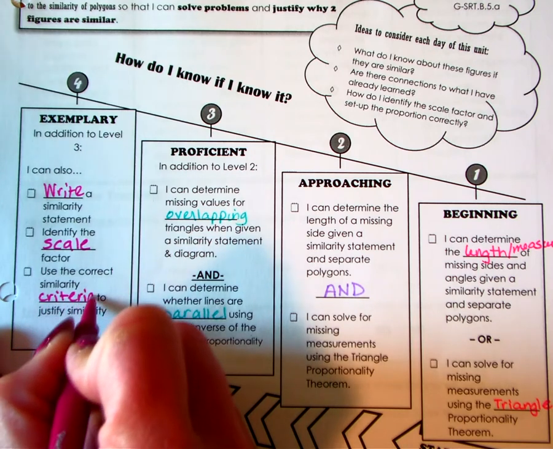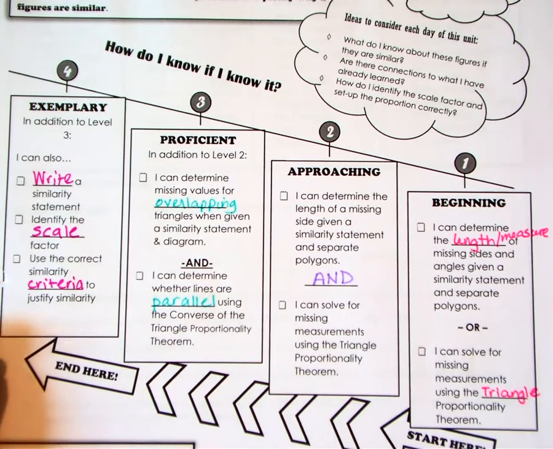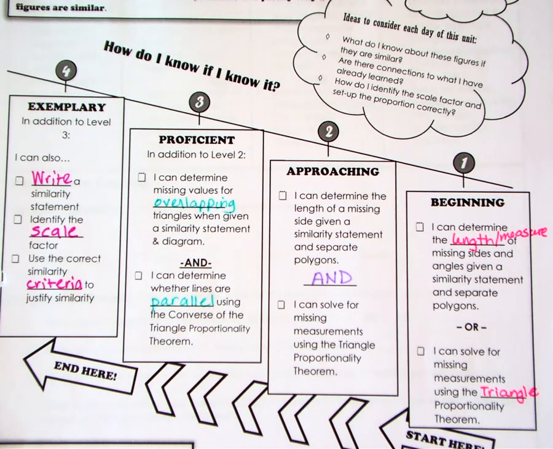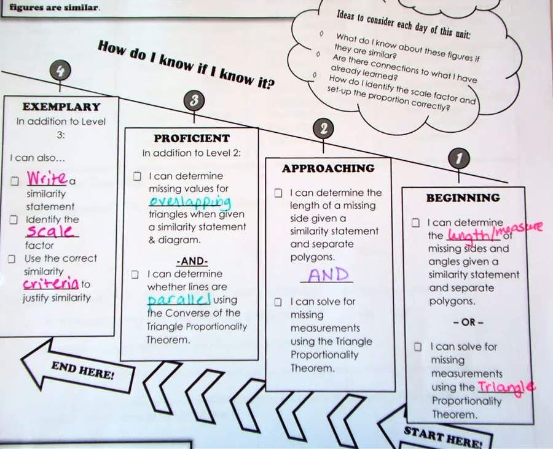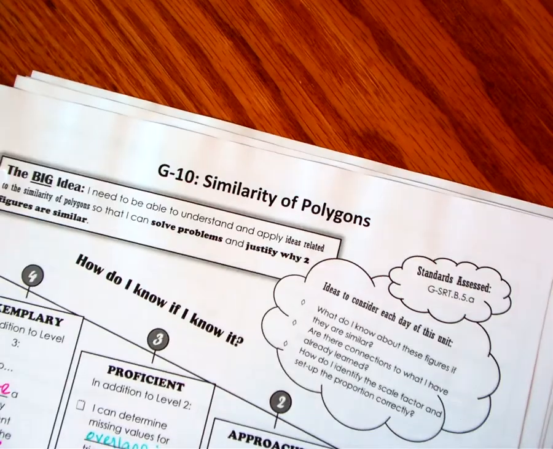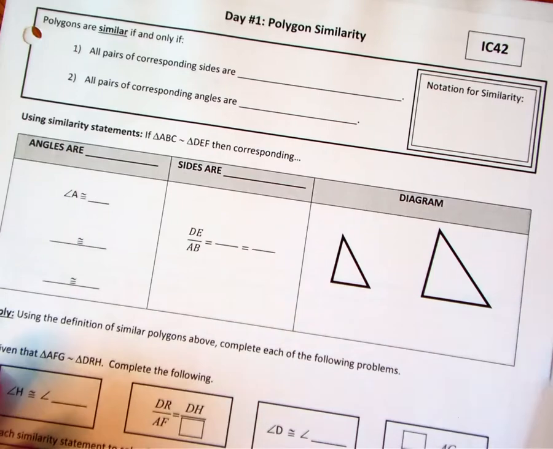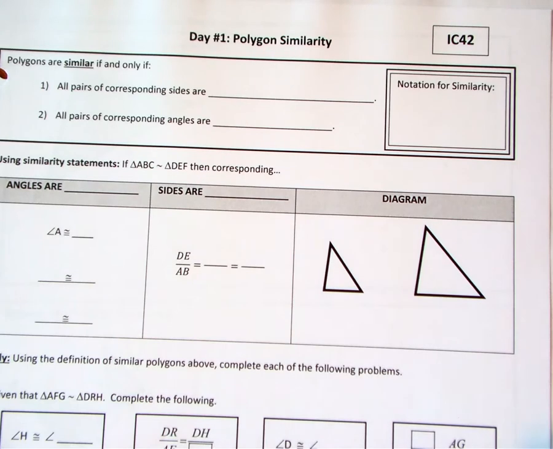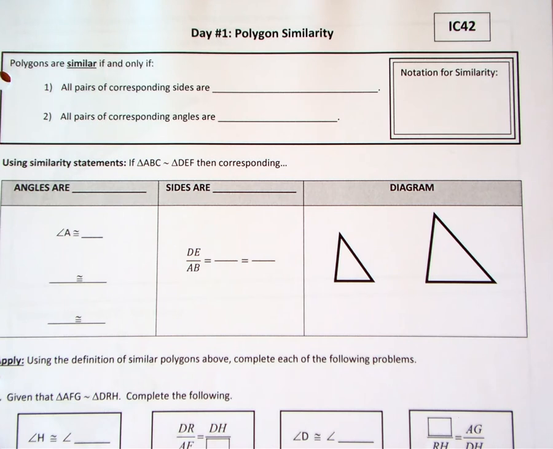Okay, so again, I know that this might all be foreign since we haven't started this yet, but we will continue to look back at this to check your level of proficiency. Okay, so today we have in class 42. And we're going to start by looking at polygon similarity.